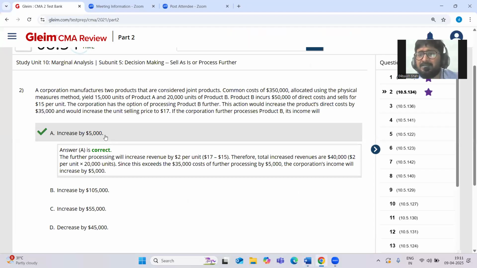So understand, these are very simple questions in marginal analysis, sell or process further, where the decision is based only on relevant cost and relevant revenue. So it is incremental revenue less incremental processing cost. If the profit is a positive figure, I should process it further. If it is a negative figure, I should not process it further. If it is zero also, generally I should not process it further unless it is a complementary product.